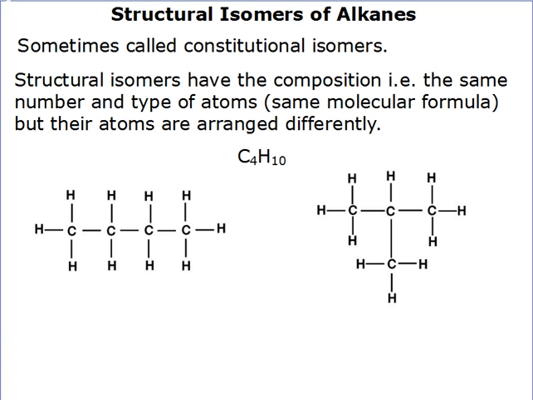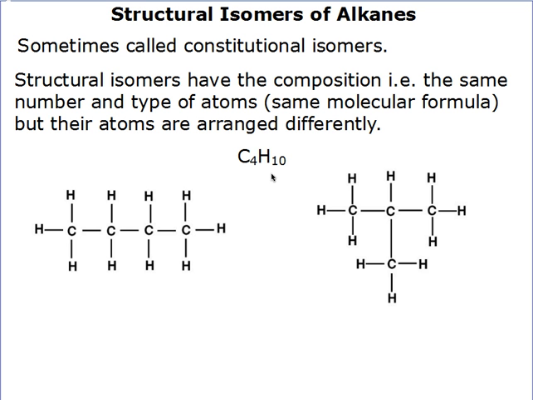Alkanes have structural isomers. Structural isomers are molecules that have the same number and type of atoms, but with their atoms arranged differently. So they have the same molecular formula, but the atoms are arranged sequentially differently. So for example, we've got butane here, C4H10, 4 carbons, its name begins with but, and it's an alkane.